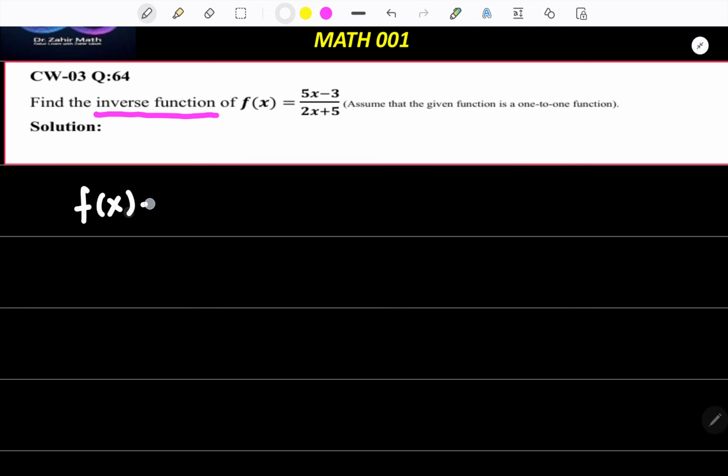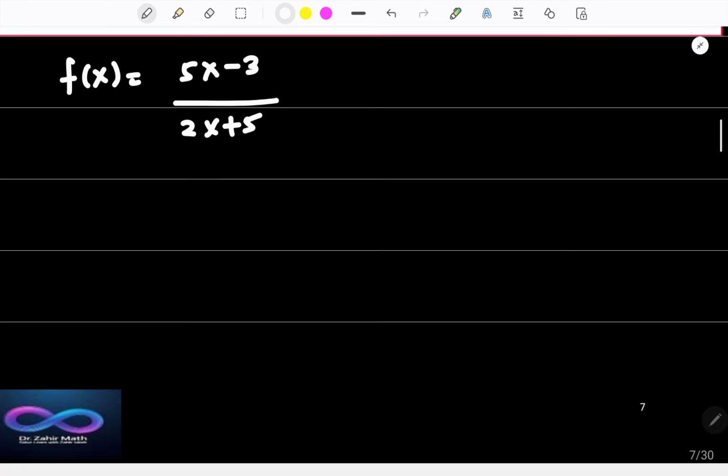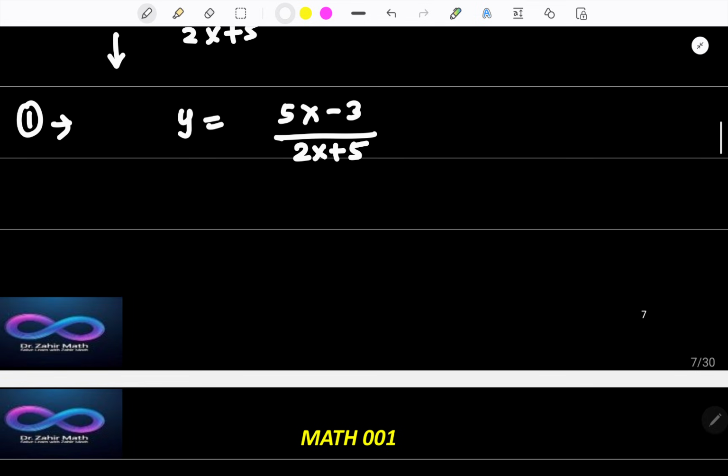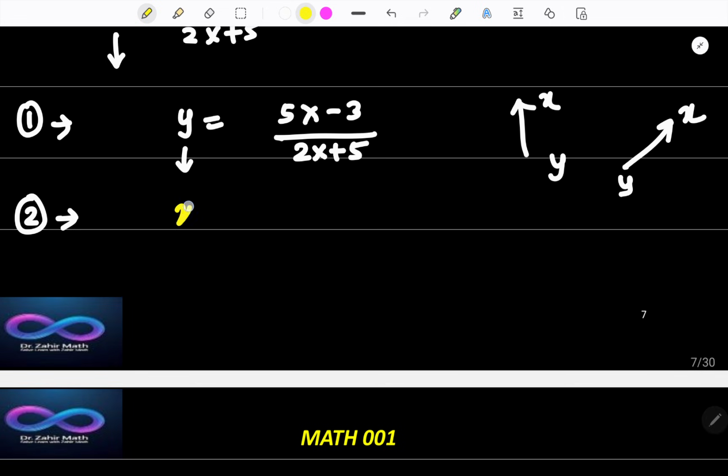So f of x is equal to 5x minus 3 divided by 2x plus 5. What is step number 1? Step number 1 is put f of x equals y, so y equals 5x minus 3 divided by 2x plus 5. Right? Yes. Now step number 2, which is interchange x and y. Y to x, and x to y. Clear everybody? Right. So x equals 5y minus 3 divided by 2y plus 5.